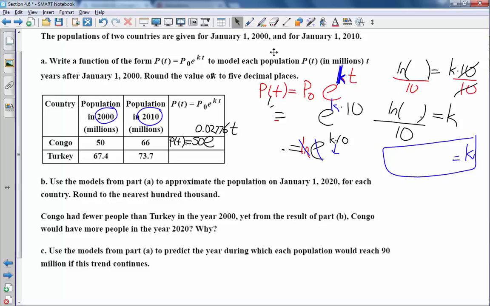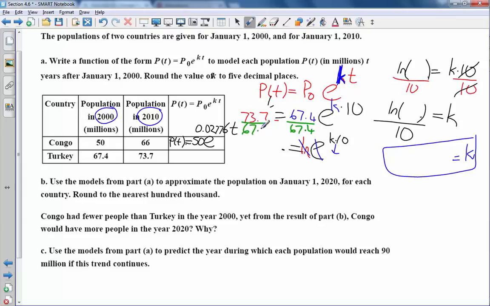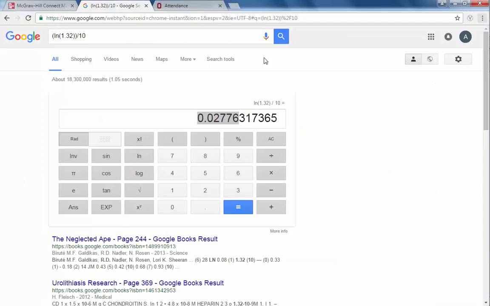Alright, let's compute this value for Turkey now. The final quantity is 73.7. The initial quantity is 67.4. We will divide both sides by 67.4 first and get this number if it's terminating. I don't think so. Is it terminating?